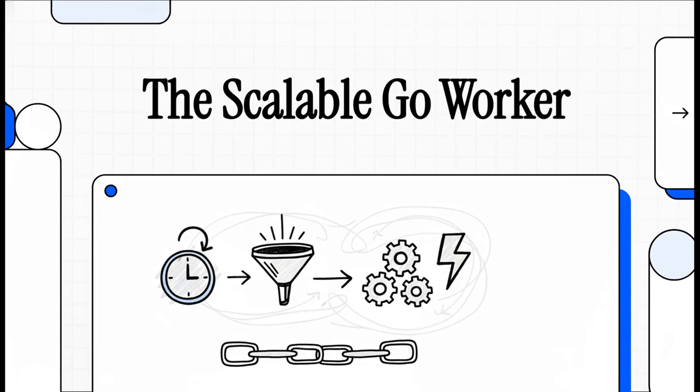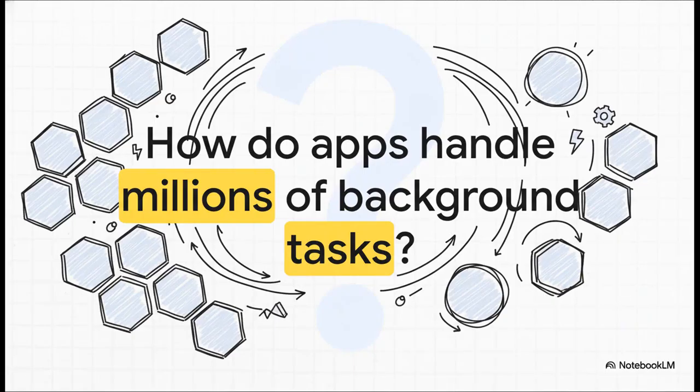Have you ever wondered how these massive applications can handle millions of background tasks without just imploding? Well, today, we're going to dissect a really powerful architecture in Go that turns that potential chaos into clean, scalable order. If you're building any kind of long-running service, you are definitely going to want to see this. Let's dive in. I mean, really think about it for a second.